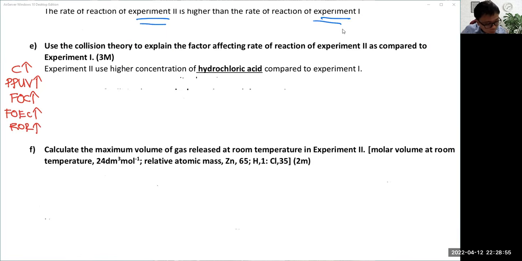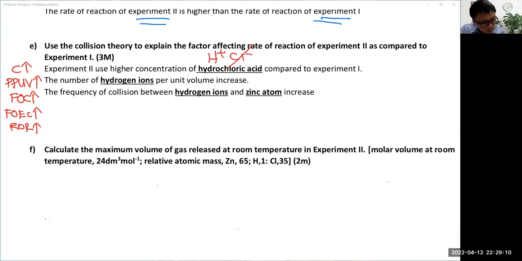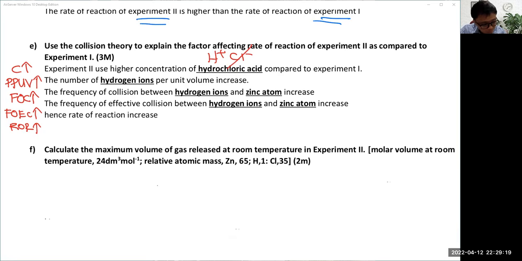Then, as I told you, the number of hydrogen ions per unit volume is higher, because as I told you before, for H+ and Cl minus, we cancel the Cl minus. So we don't mention Cl minus later because the one that is actually reacting is the hydrogen ion. Then the frequency of collision between hydrogen ion and zinc atom is higher. Then frequency of effective collision between hydrogen ion and zinc atom is higher. Then rate of reaction increases.